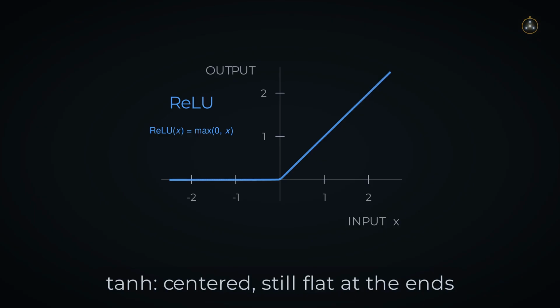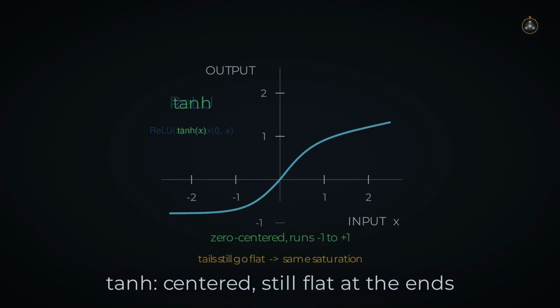Before ReLU, tanh was the go-to, zero-centered from -1 to +1. The centering helped it train. But look at the tails. They flatten just like the sigmoid. Same saturation, same dead slope at the edges.